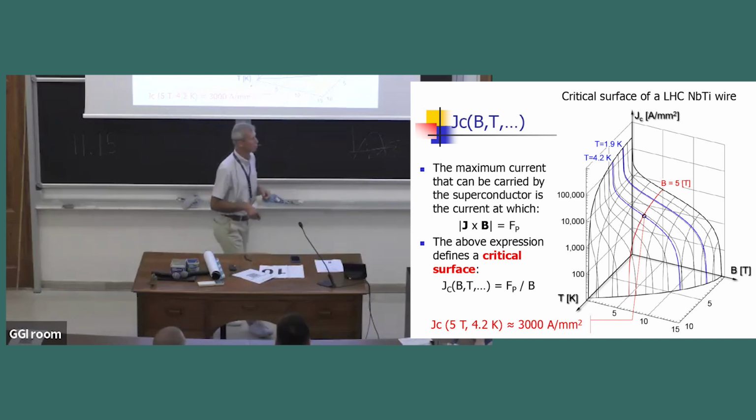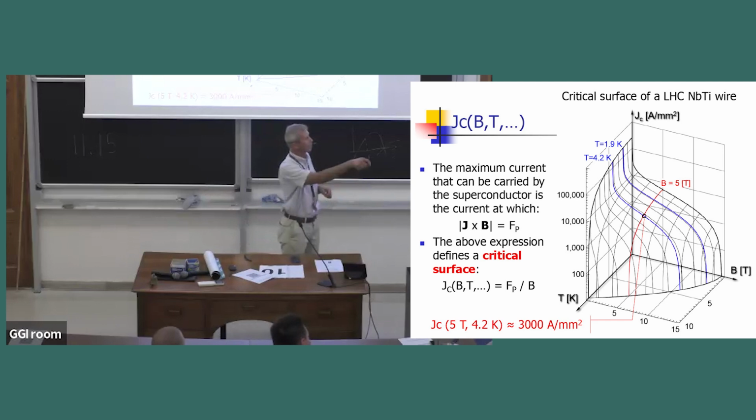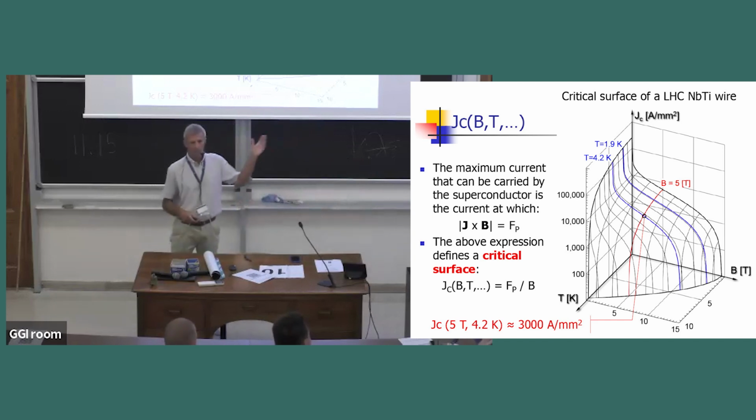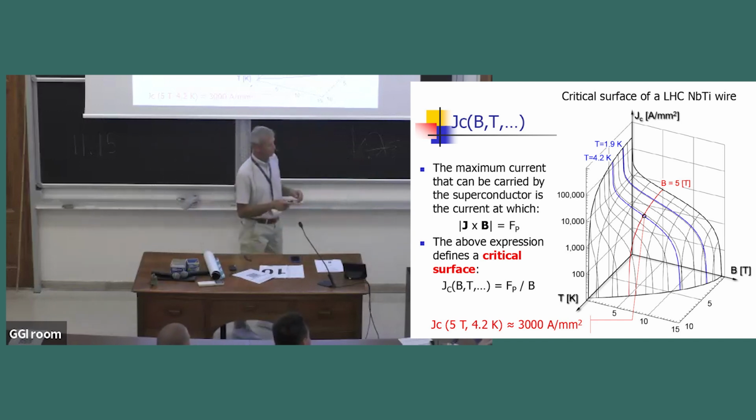This is an example for niobium titanium, where we had a slice yesterday at 4.2 K. Typically, the value here at 5 Tesla, 4.2 K is about 3,000 amp per square millimeter. That's what we have today as one of the standards.